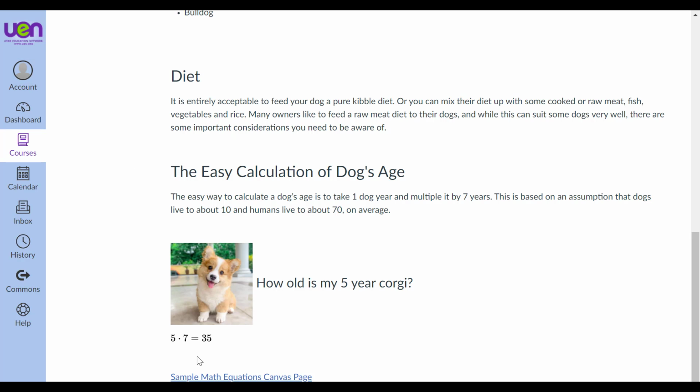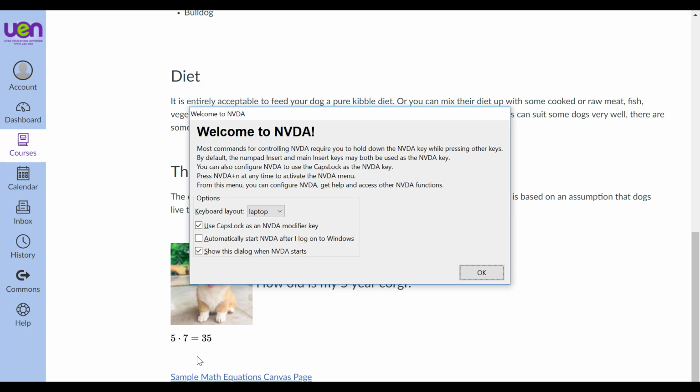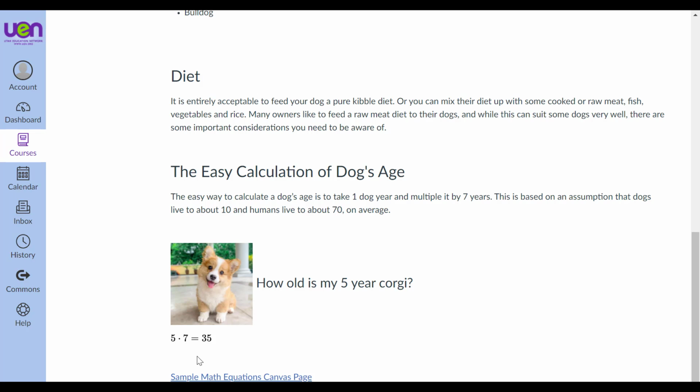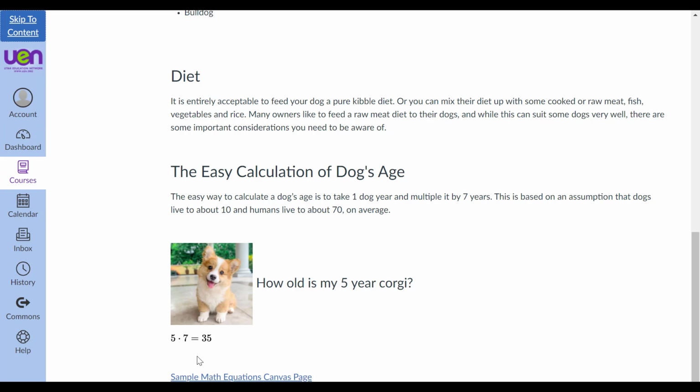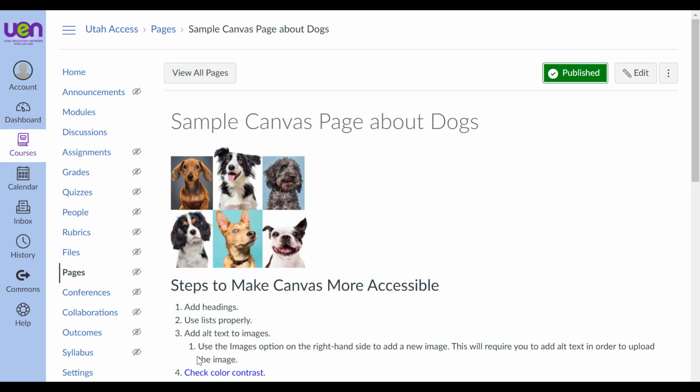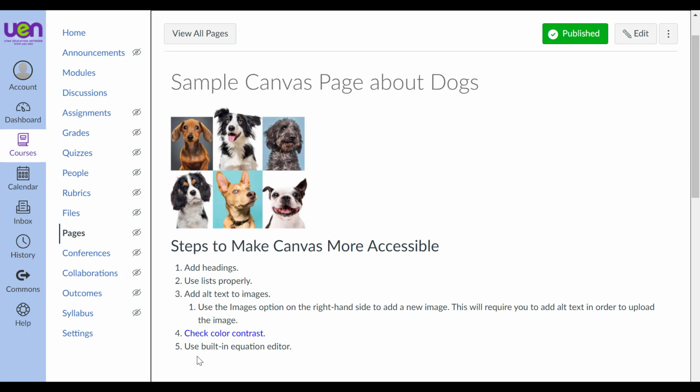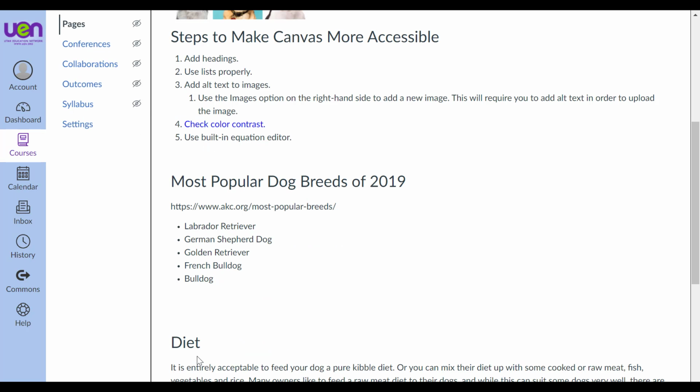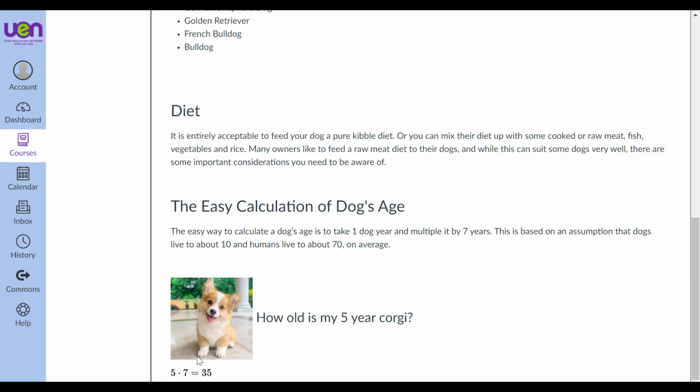Loading NVDA. Please wait. Sample Canvas page about dogs. Clickable banner. Skip to content link. Clickable toggle. Heading level. Graphic image showing 6 different breeds of dogs. Heading level 2 steps. 5 use built-in equation editor. Out of list heading level. Bullet French Bulldog. Bullet Bulldog. Out of list heading. Heading level 2 the easy calculation. The easy way to calculate it based on an assumption that dogs. Heading level 3 unlabeled graphic. 5 times 7 equals 35.